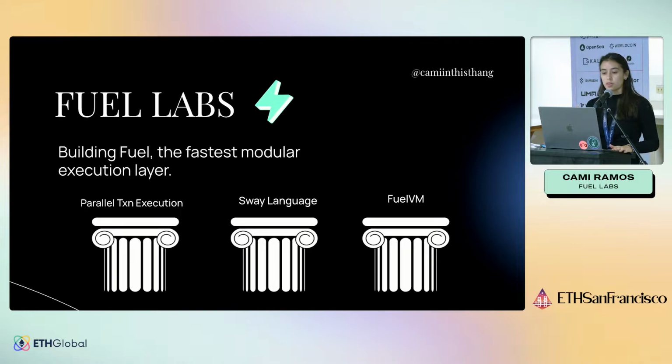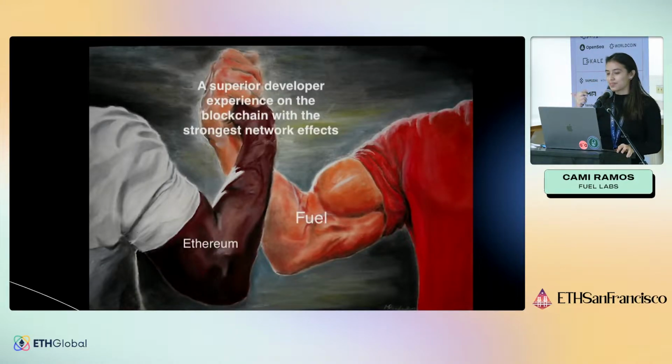All right, so when we talk about Fuel building the fastest modular execution layer, how exactly are we doing that? What are we building that makes it such? So the 3 things that we're going to focus on are parallel transaction execution, the Sway language, and the Fuel VM. So I made this meme, because the vibe is: how do we stay in the Ethereum ecosystem? Because we all, for one reason or another, are value aligned, technology aligned, whatever aligned with Ethereum. But how do we take what we know and love about Ethereum and improve it? So the thesis of Fuel is: how can we bring a more safe smart contract language? How can we bring a more performant VM while staying in the Ethereum ecosystem?